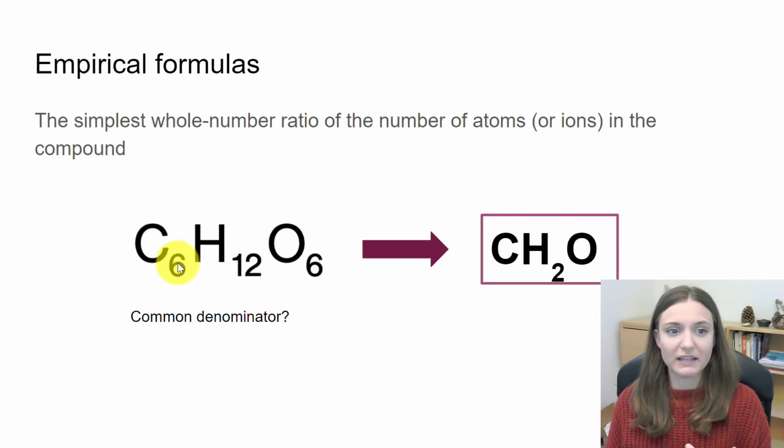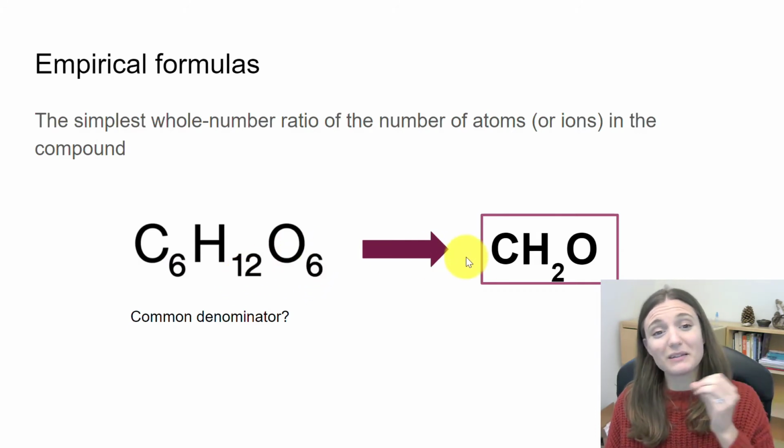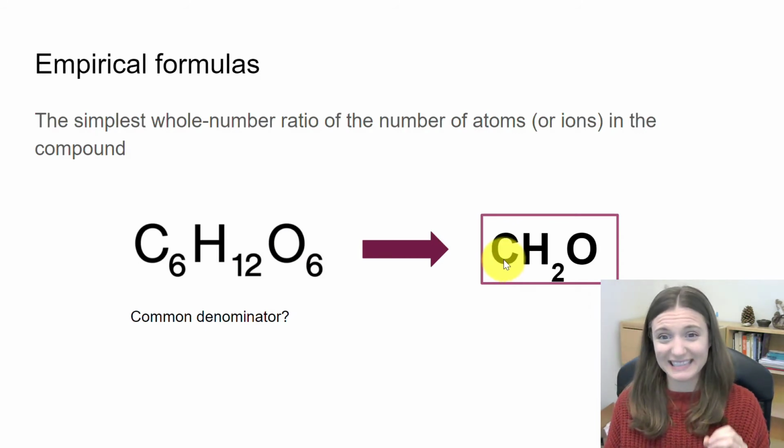So here was what we were looking at before, C6H12O6. What can we divide all of these by to get to the lowest common denominator? Right, we can divide all of these by 6. So 6 divided by 6 is 1, 12 divided by 6 is 2, 6 divided by 6 is 1, right? So it means that the empirical formula for glucose is CH2O, okay?